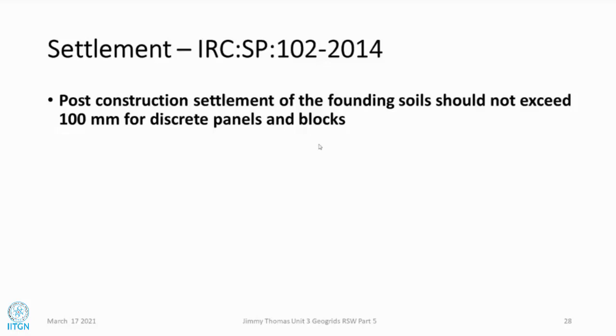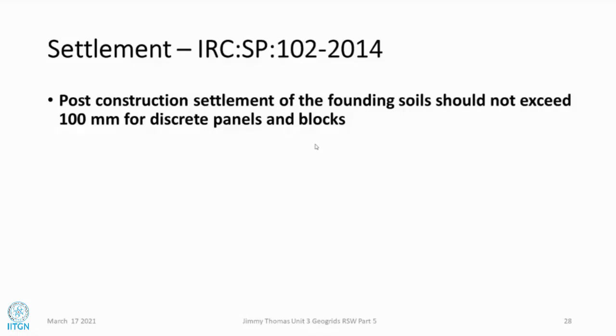Another issue is, suppose I specify very stringent requirements, like the structure should not settle more than 100 mm. Then to ensure that, we may have to go for ground improvement, which may cost a lot of money. If you put very stringent criteria, we may waste precious resources in ground improvement. So somewhere we have to have a balance. It has to be safe, and at the same time, it has to be economic.